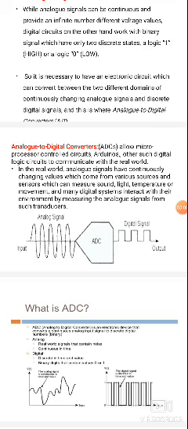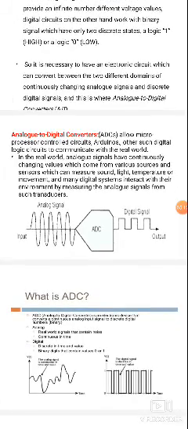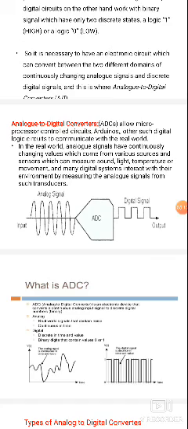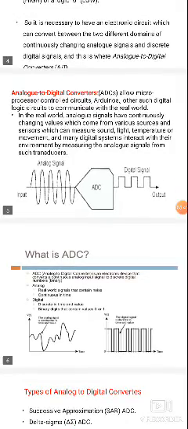A to D converters are used for converting a continuously changing analog voltage into a discrete or digital output. They allow microprocessor-controlled circuits, Arduinos, and other digital logic circuits to communicate with the real world. Microcontrollers and Arduinos are used for simple electronic experiments.